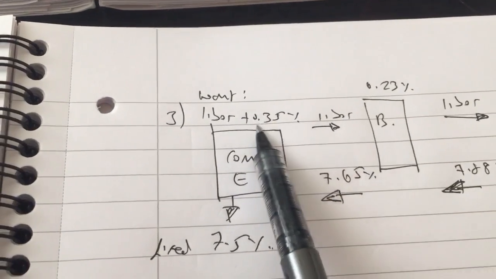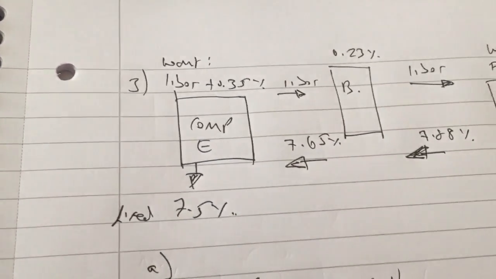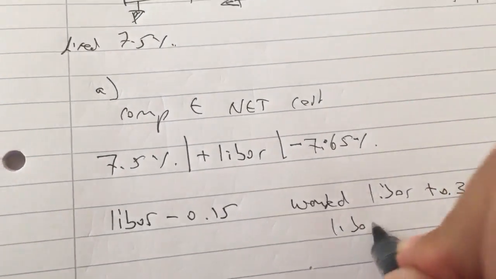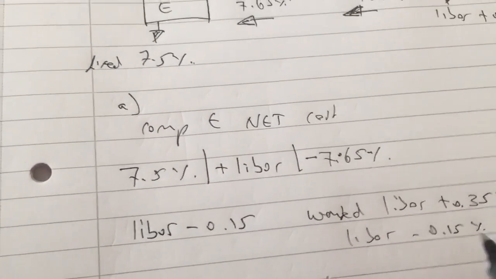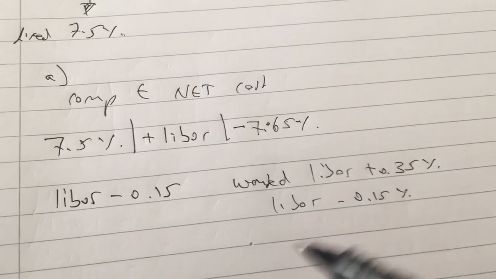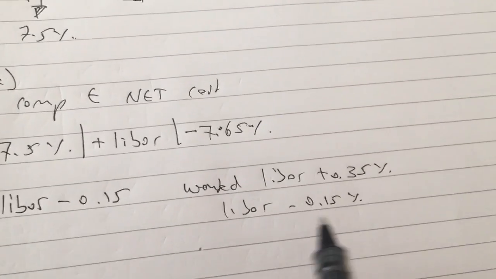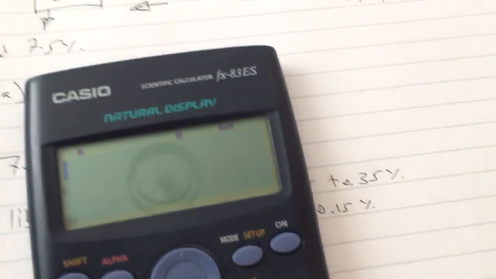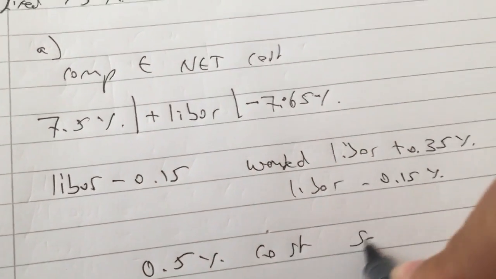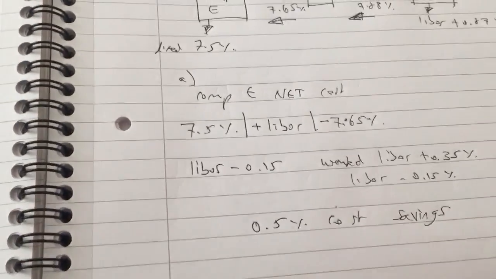What did they want? They wanted LIBOR plus 0.35%, and we've given them LIBOR minus 0.15%. So they've made cost savings. They wanted a high rate, and we've given them something low. They've made savings of 0.35 plus 0.15, so savings of 0.5%. Company E has 0.5% cost savings.